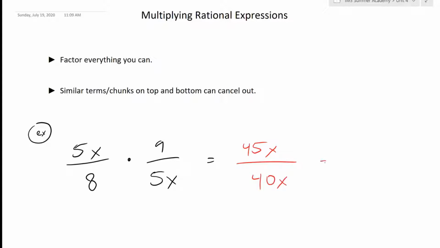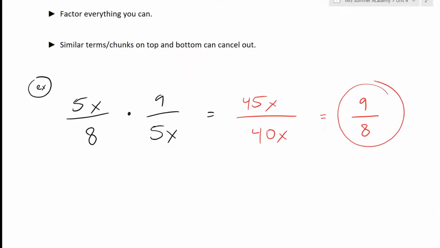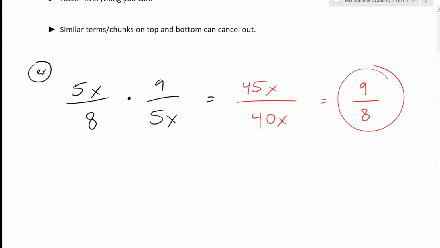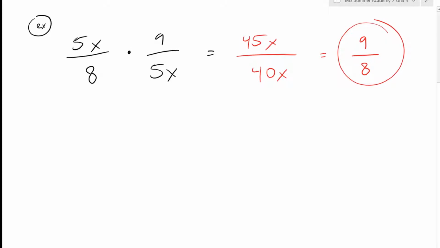And now we can simplify this. The x's cancel, and top and bottom are both divisible by 5, so 45 divided by 5 is 9, and 40 divided by 5 is 8. And that's my fully simplified answer. But was there an easier way that we could have done that in the beginning? So let's take a look at the same problem.